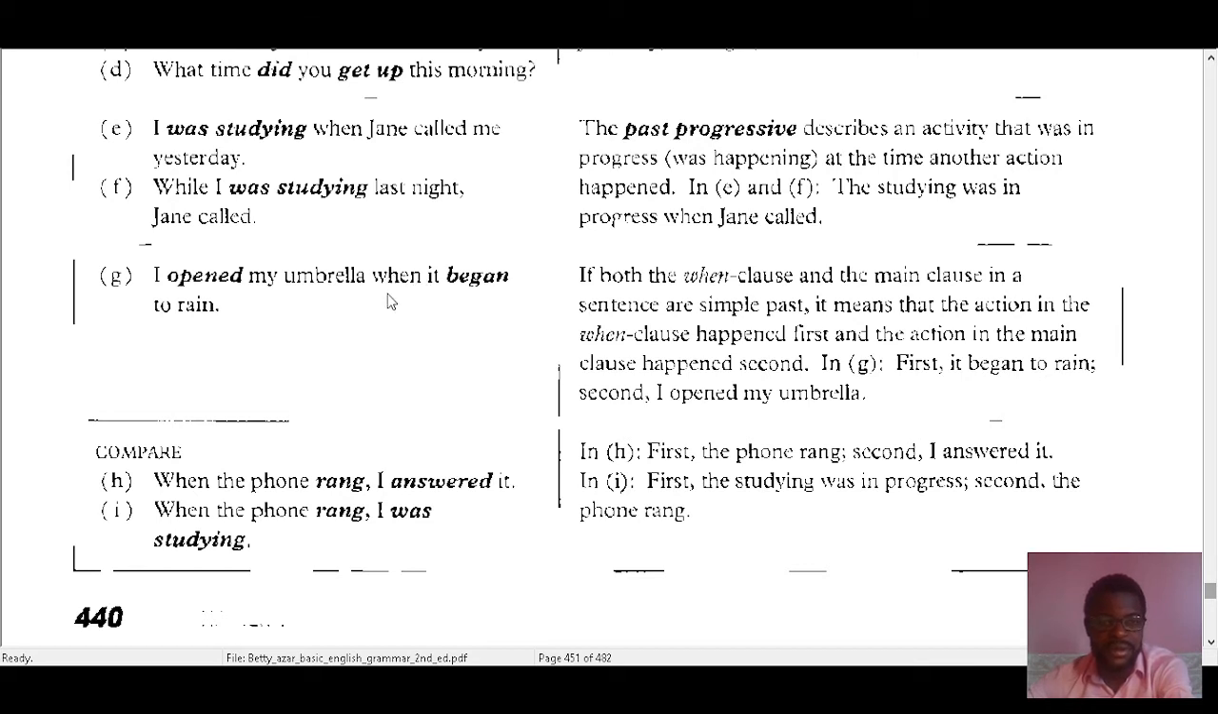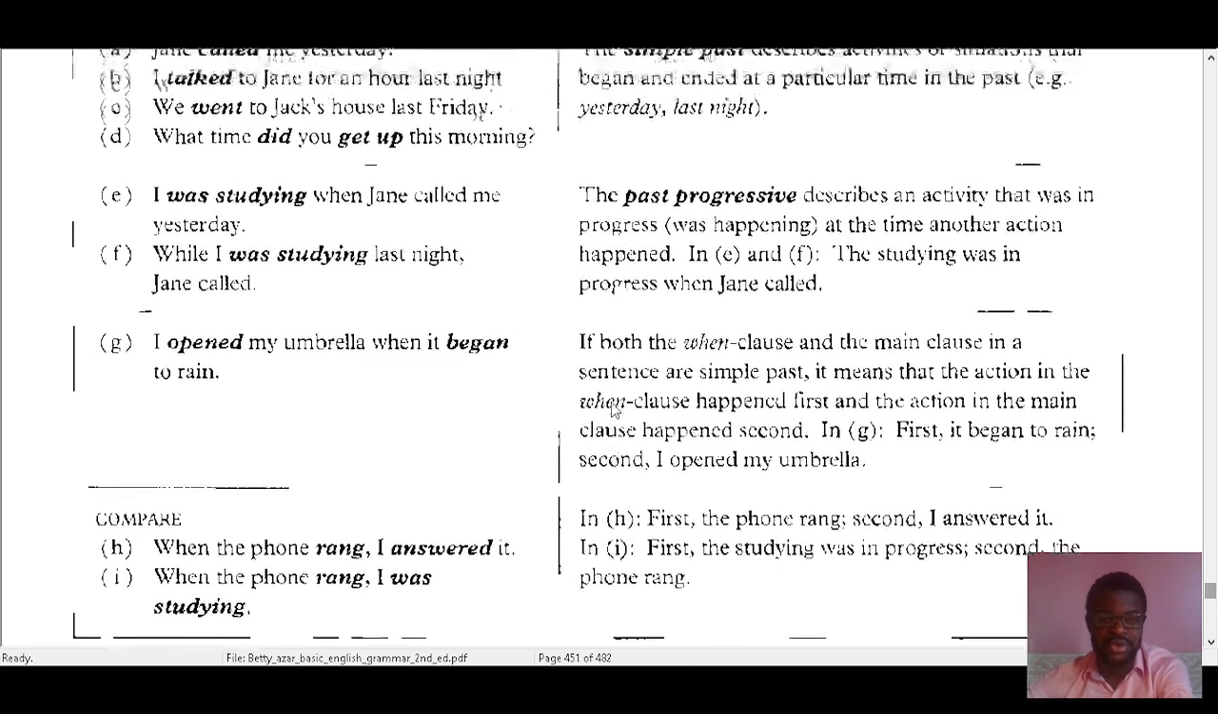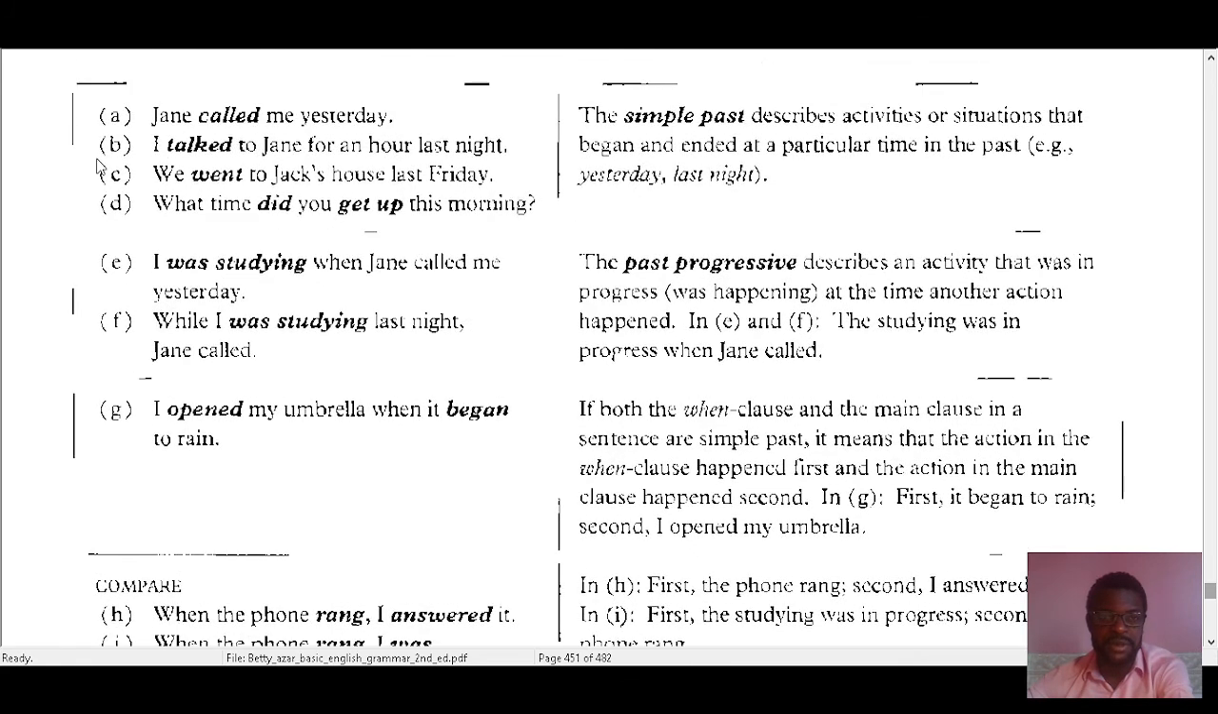We'll talk about this when we do conditional statements. I don't want to get too confused with this, so we're going to keep it at this particular one, so you don't get confused with the when clause and the main clause issues. It's going to be a topic for another day. But what brought me here is to show you how we use our simple past tense and how we compare it with past progressive.